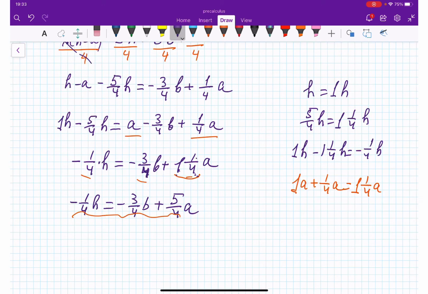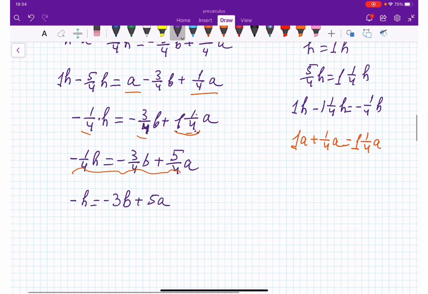and I have negative H is equal negative 3B plus 5A. So we are interested in H but not negative H, so I can either multiply by negative 1 or divide by negative 1. And as a result, we are going to get H is equal positive 3B and minus 5A. And we are done. Okay, next one.